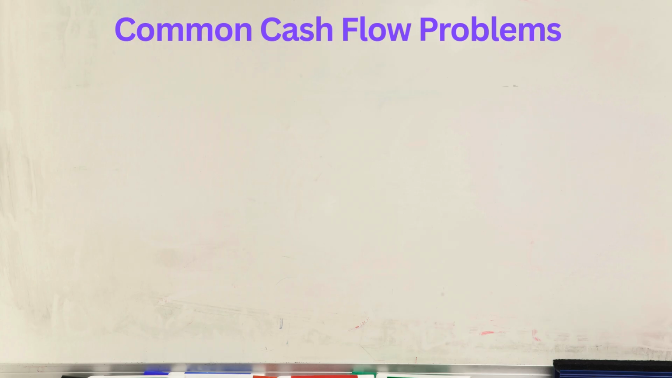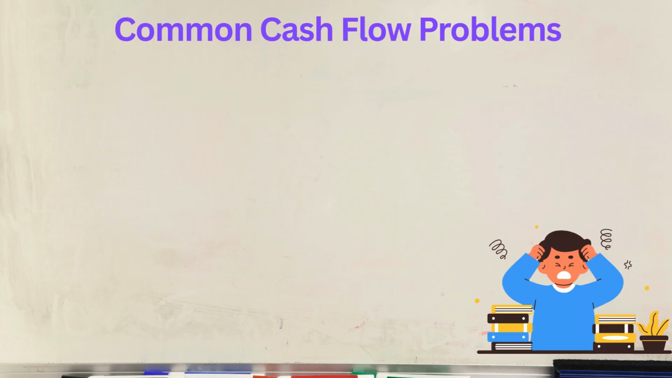Now that we understand how to measure cash flow, let's talk about the common traps that cause businesses to struggle. One big one is late customer payments. Maybe you send an invoice, but your client takes 60 or 90 days to pay. In the meantime, you're covering payroll and bills out of pocket. That gap between invoicing and collecting is one of the most common causes of cash crunches.